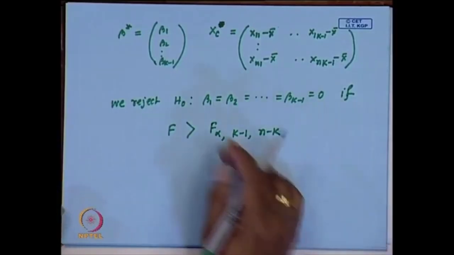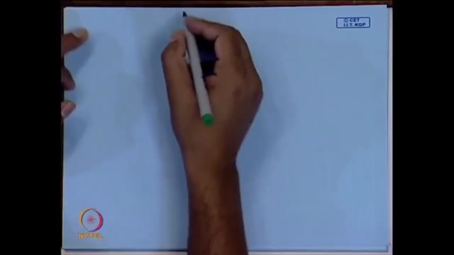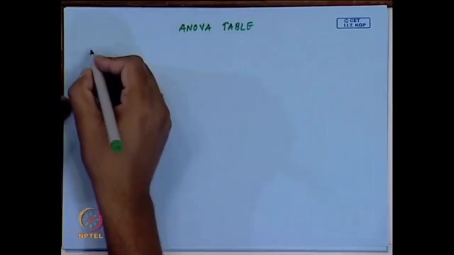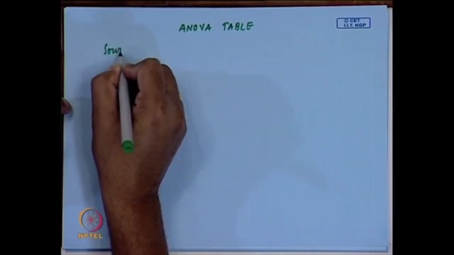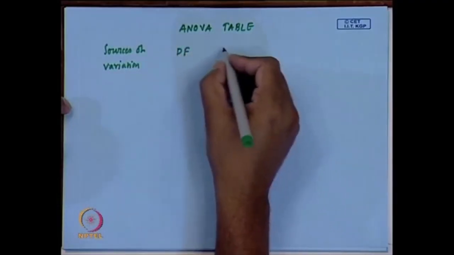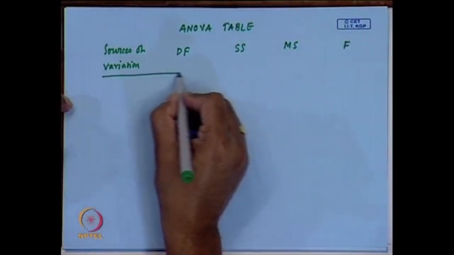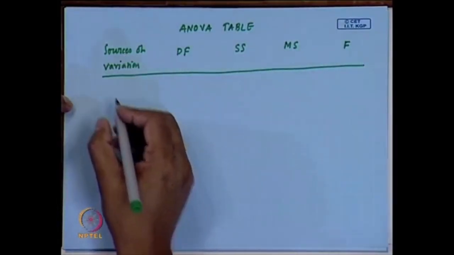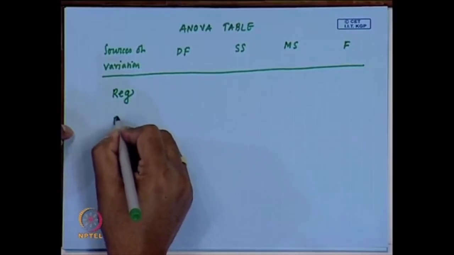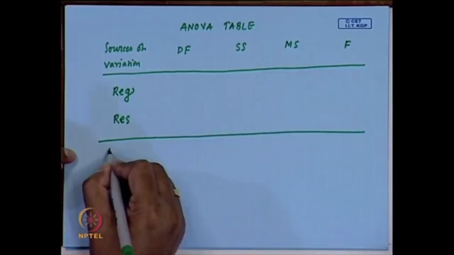Well, so now we just summarize the whole thing using the ANOVA table. So, here is the ANOVA table for multiple linear regression. Source of variations, degree of freedom, sum of square, mean square and the F value. The sources of variation: the variation that is explained by the regression, the variation that remains unexplained, that is SS residual, and the total variation.